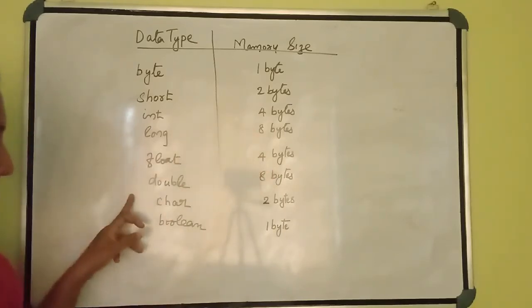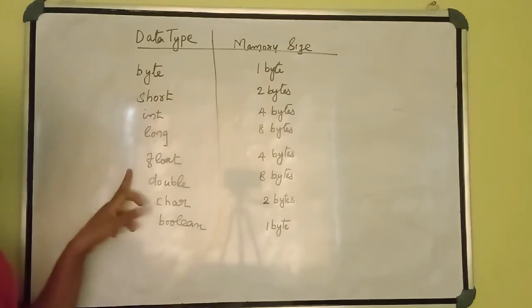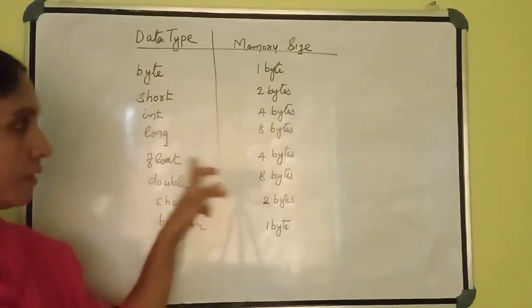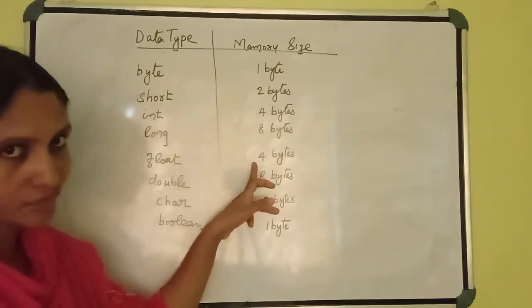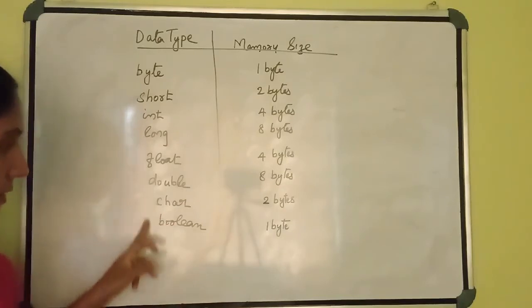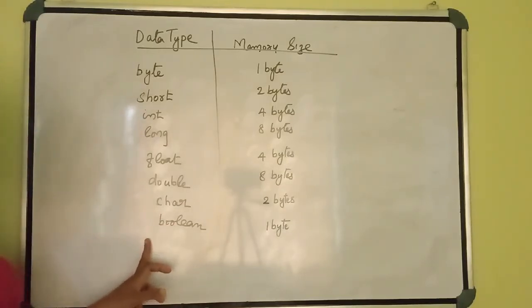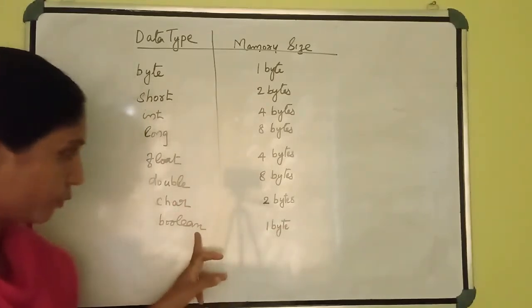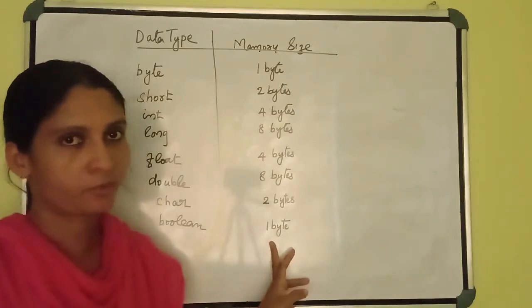And in the case of floating point data types, float and double are there. In the case of float data type, you will get 4 bytes of memory. In the case of double data type, you will get 8 bytes of memory. And here we have non-numeric primitive data types. What are they? Char and boolean. For the char data type we have 2 bytes, and for the boolean data type we have 1 byte of memory.